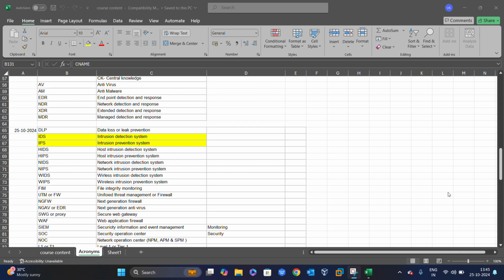On the endpoint side, we call it HIDS and HIPS. The full forms are host intrusion detection system and host intrusion prevention system. So in the endpoint itself we have HIPS, which is called a host intrusion prevention system.